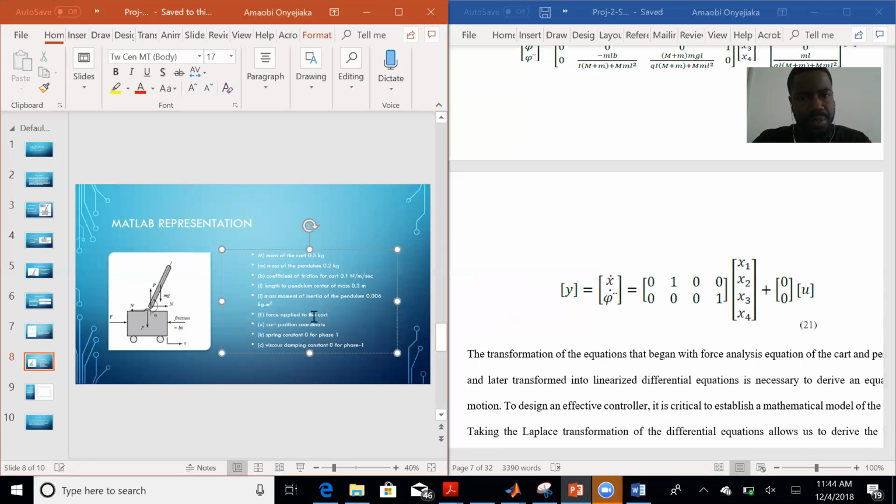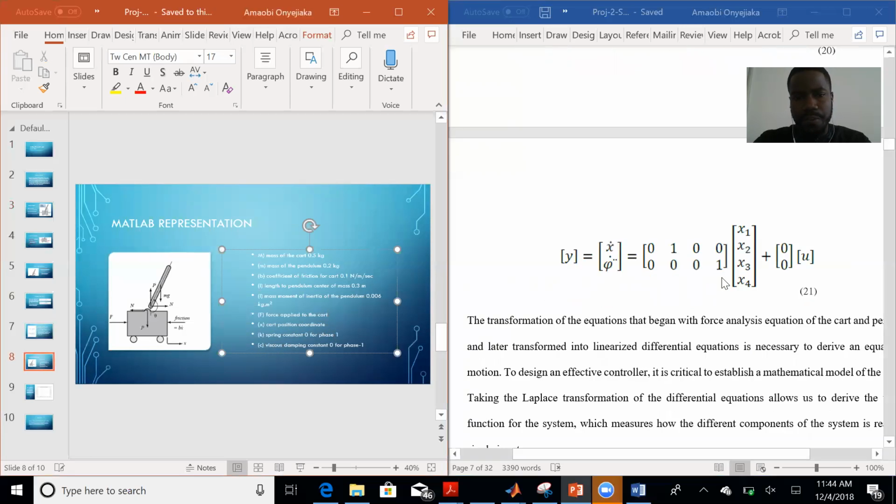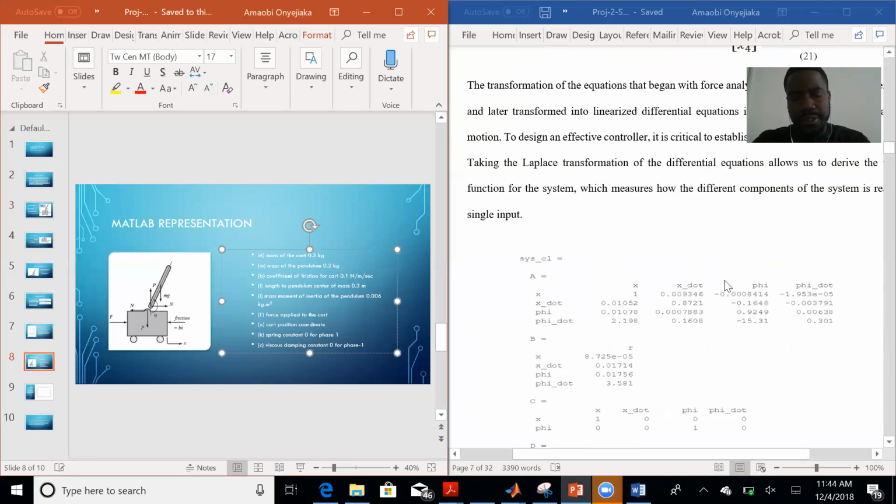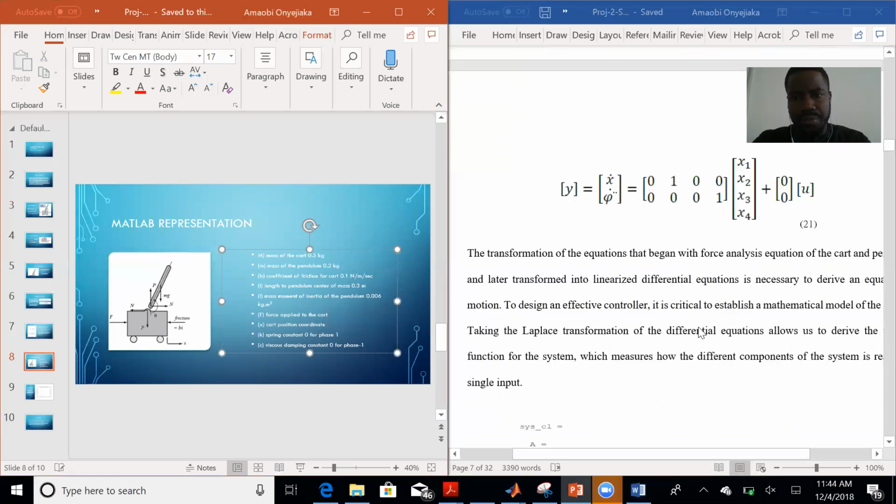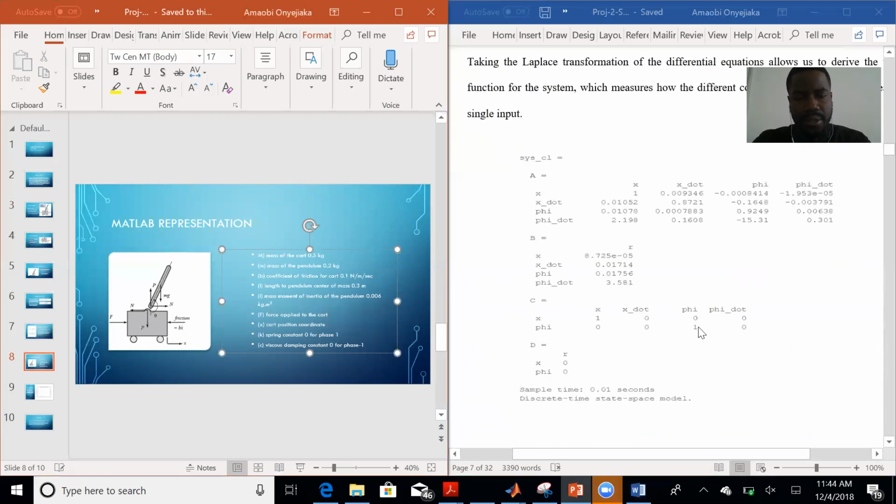F represents the force applied to the cart, x represents the cart position, k is a spring constant, and c is the viscous damping constant. For the first part of the project, we're not going to consider spring or damper effects. We're only going to look at the equation of motion without those effects. Then we'll compare them to see how the system changes when we add those effects.